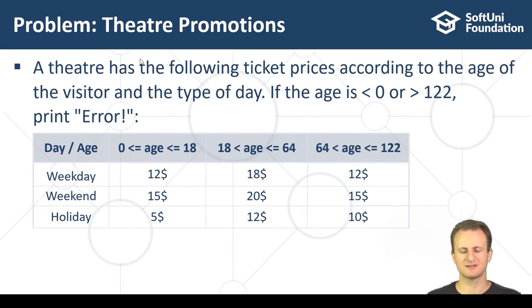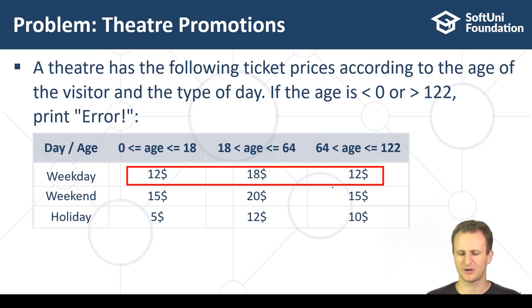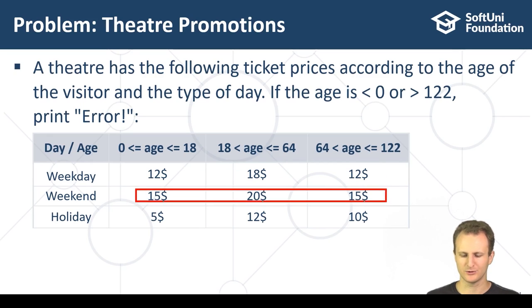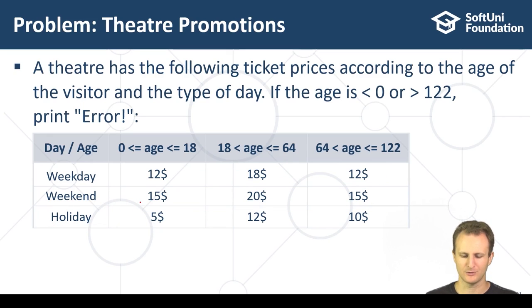Okay, so we have a task over here, which requires us to check theater promotions. Well, how do these promotions work? If the day is a weekday, we use this part of the table. If it's a weekend, we use this part of the table. And if it's a holiday, we use this part of the table. So what does it look like? These are three fixed values, exactly three fixed values. And in each of them, we have different handling for different ages.